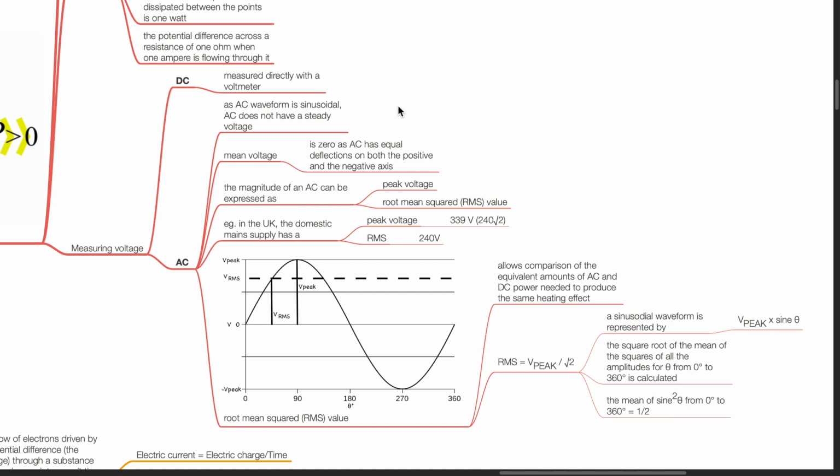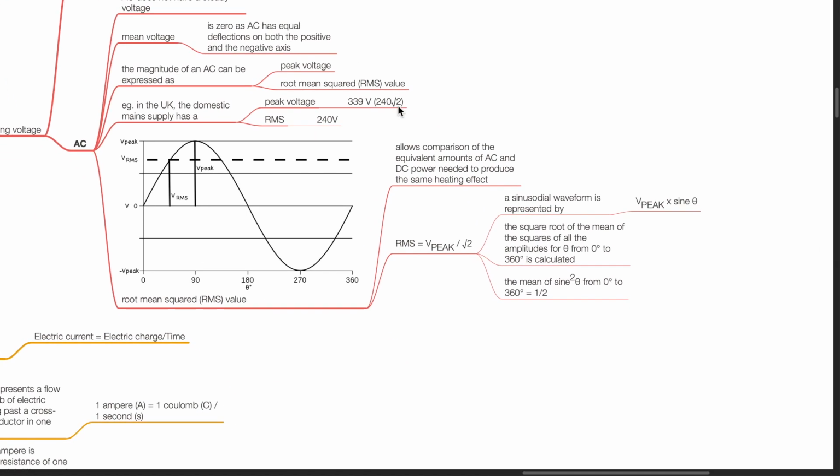In the UK, the domestic mains supply has a peak voltage of 339 volts or 240 times square root of 2 and an RMS of 240 volts. The RMS value allows comparison of the equivalent amounts of AC and DC power needed to produce the same heating effect. The formula for root mean square is V peak divided by square root of 2.